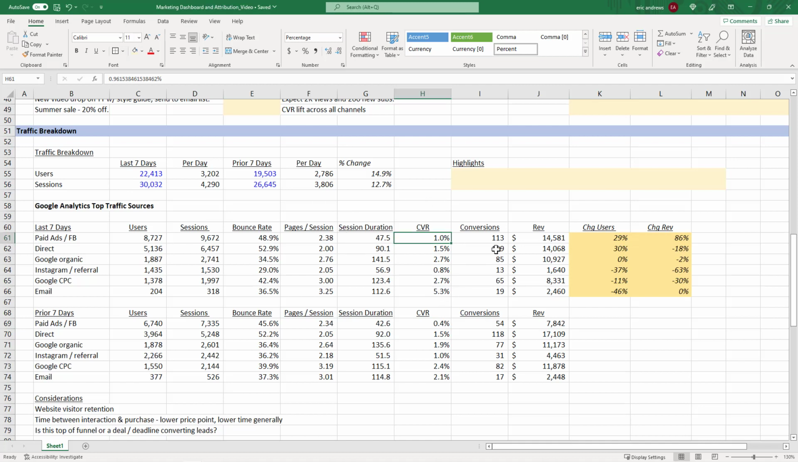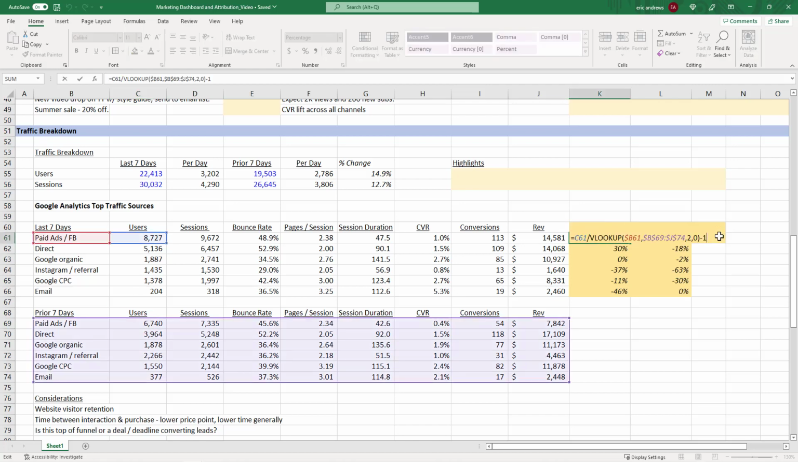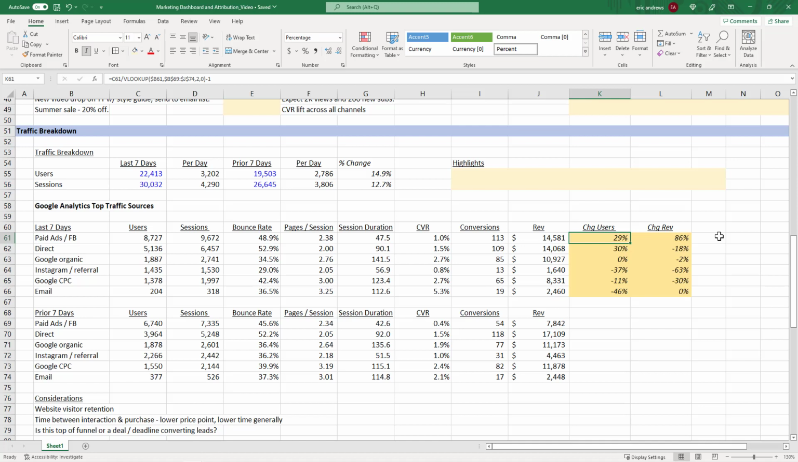And then if you look at how many sessions we had week over week, or maybe how many users, you can see that our users, I wrote a little formula here, that's just a VLOOKUP. Users were up 29% week over week. And our revenue, you can see, was 14K versus 7,800. Our revenue is up 86% week over week.